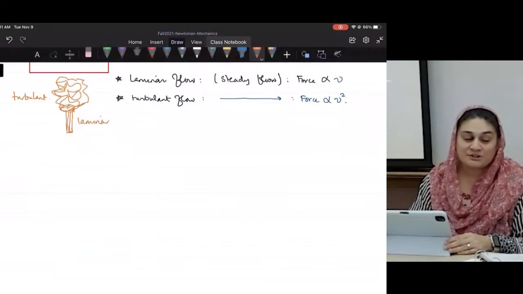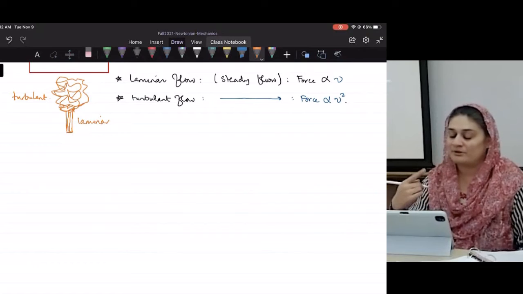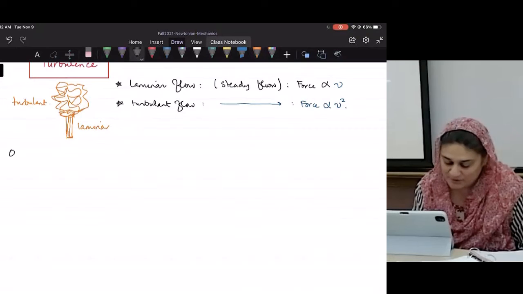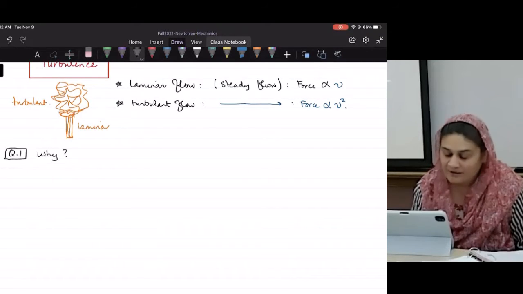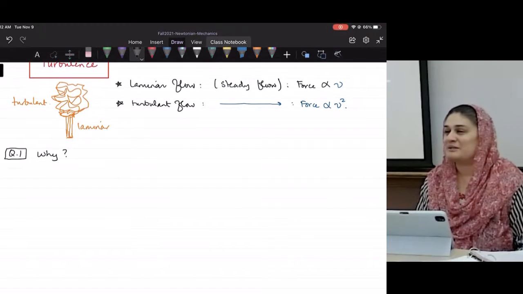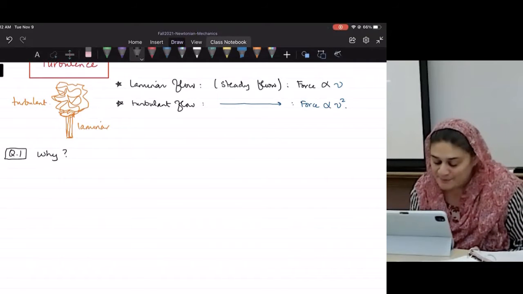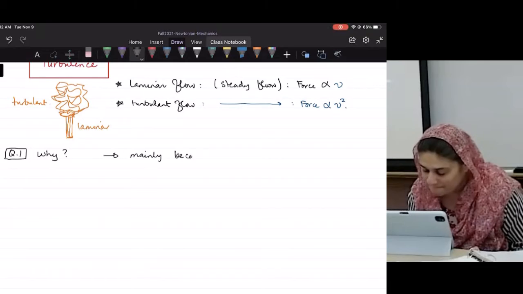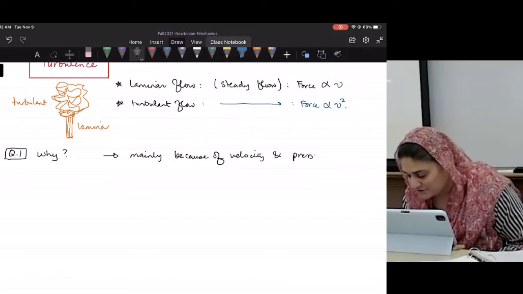So first of all, I want you to figure out why does turbulent flow happen? So that's question one to answer. So we'll do question one, which is why. And then we'll do the at what speed, right? So why does it happen? It happens mainly because of velocity and pressure differences.